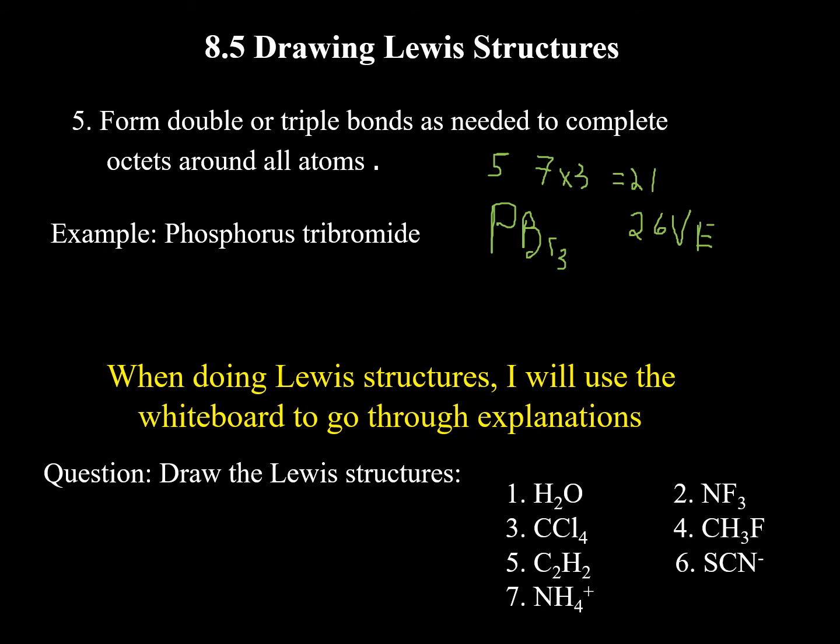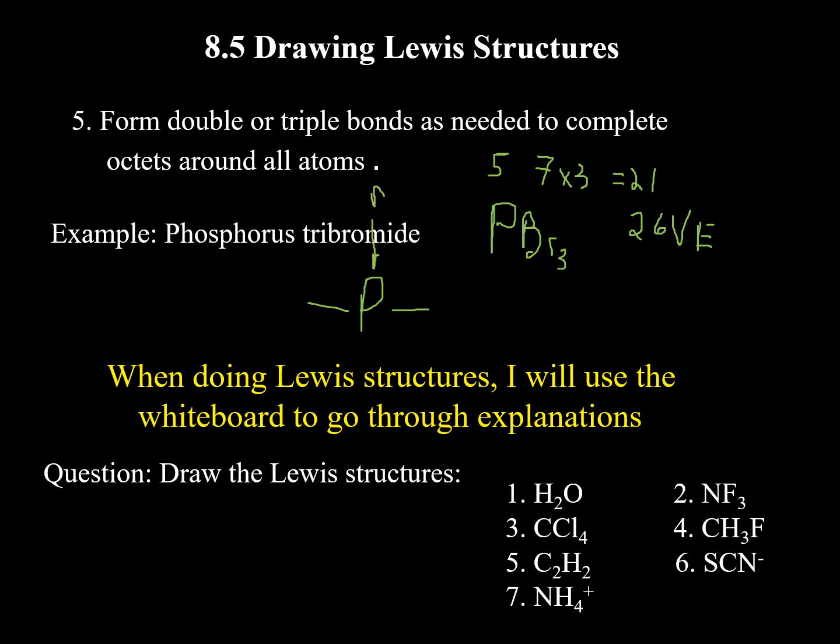Bromine has 7 valence electrons, and it needs 1 more to make 8. Versus the phosphorus, which has 5 valence electrons and needs 3 more to make 8. Therefore, the phosphorus will go in the middle because it needs more to make 8.